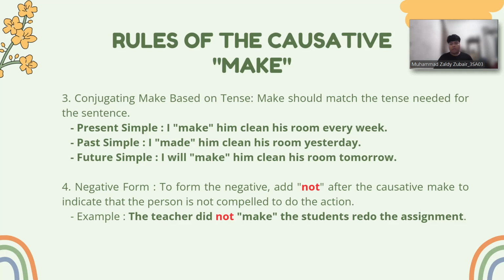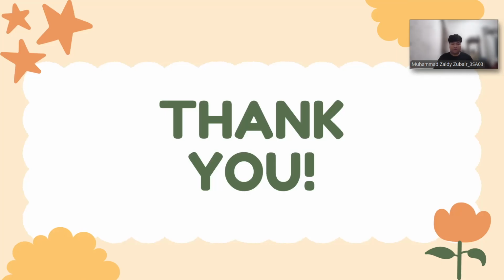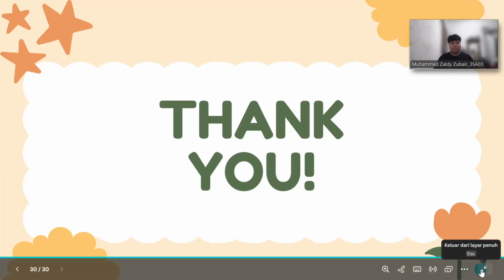Number four, negative form. To form the negative, add not after the causative make to indicate that the person is not compelled to do the action. Example: the teacher did not make the student redo the assignment. Number five, interrogative form. To ask a question, invert the subject and causative make, or use auxiliary verbs. Example: did she make you take the courses? So that's it for the explanation about causative. Let's play the game.